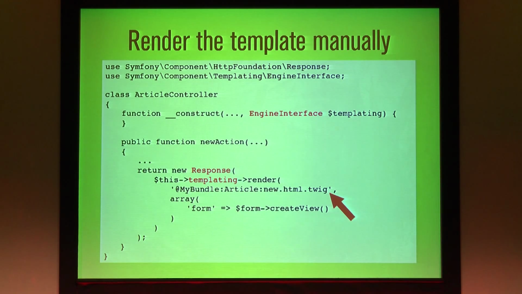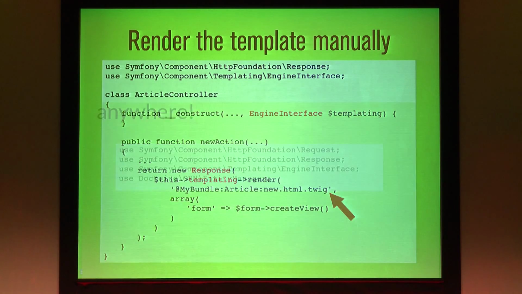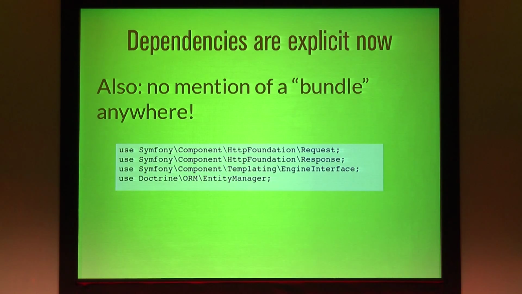The only problem here is that we still have the string bundle in it. Well, it's the name of the template, and we are referring to a template called new.html.twig in the directory Resources/views/article of my bundle. So that is something we have to fix at some point. Well, but what have we gained until now? Well, something like this. We have only 4 uses at the top of the class. And the good thing is there is no mention of a bundle in it anywhere. So we are already able to move this controller to another project if you'd like, or almost.